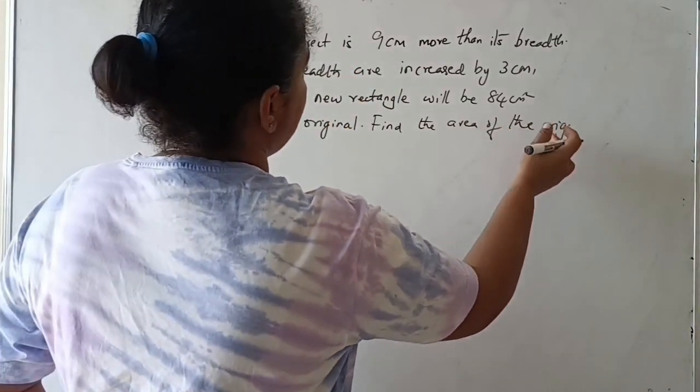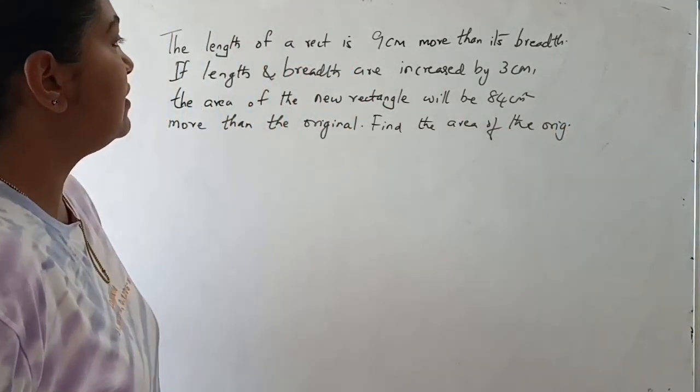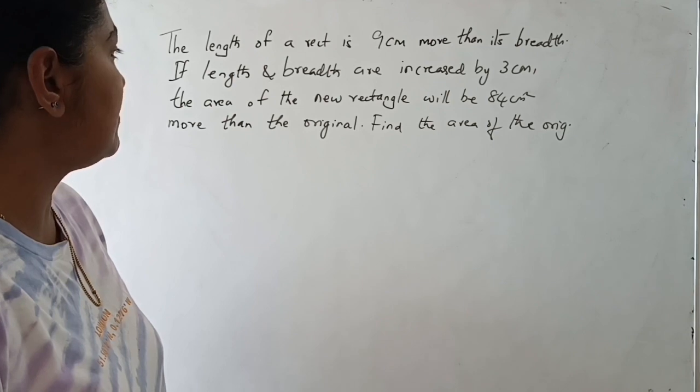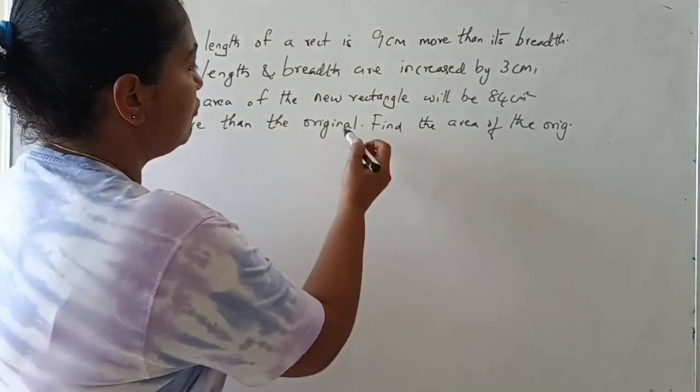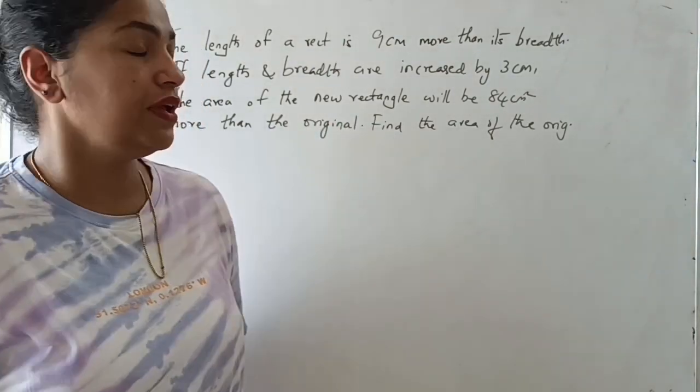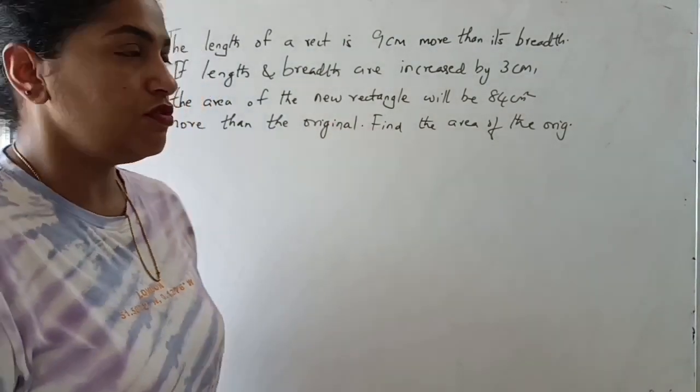The length of a rectangle is 9 cm more than the breadth. If the length and the breadth are increased by 3 cm, area of the new rectangle will be 84 cm square more than the original. Find the area of the original. Okay. What is the present situation?